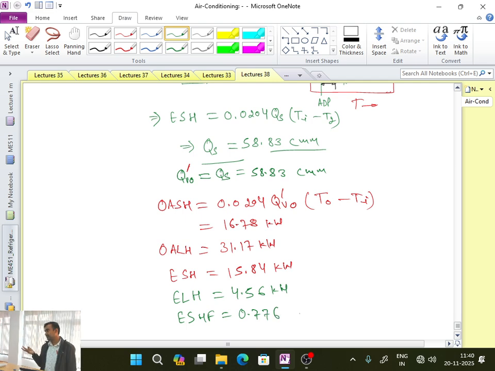Okay, 0.776. Tell me the new ADP. How much is the new ADP? It should be more or less? It should be less, because you are increasing the flow rate, so it should be less. Okay, so for example, if you are not able to locate it exactly on the chart, you will get some hint from the question itself.